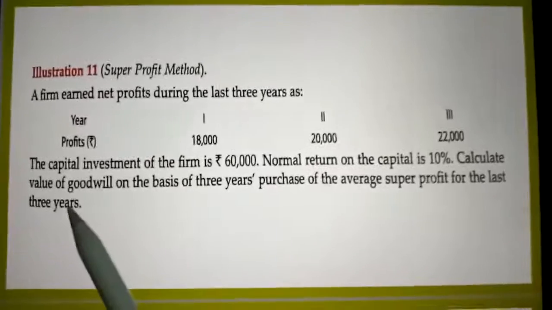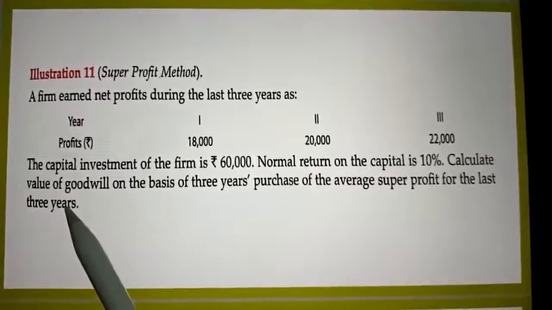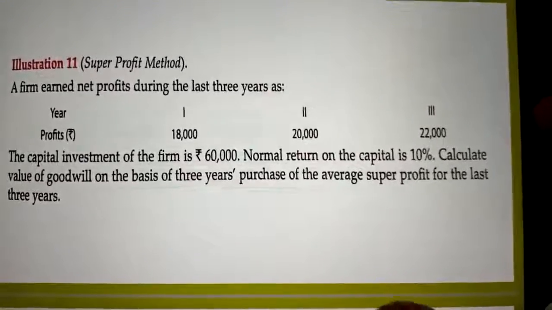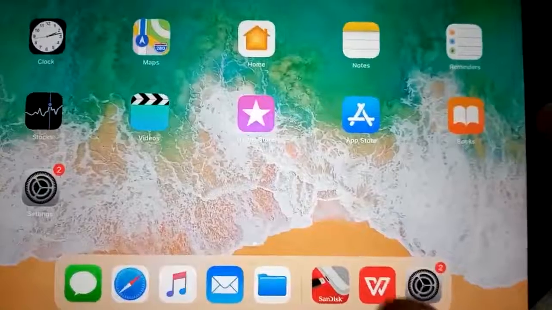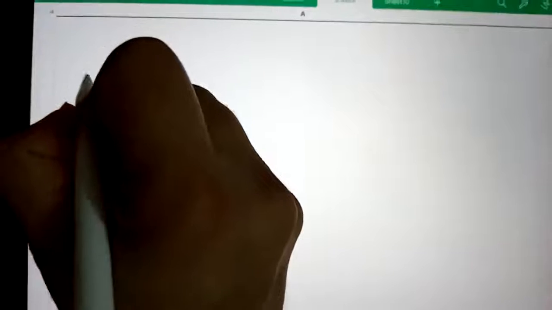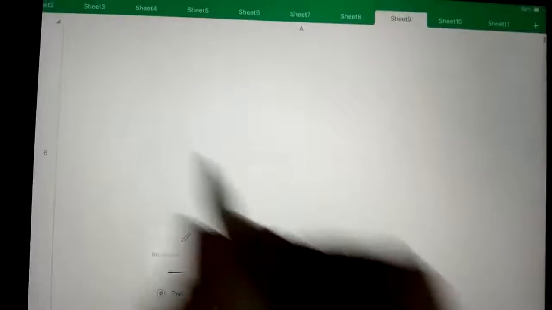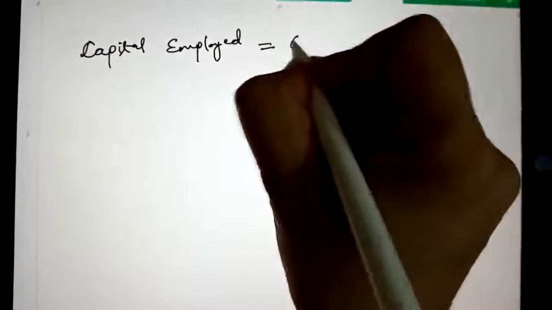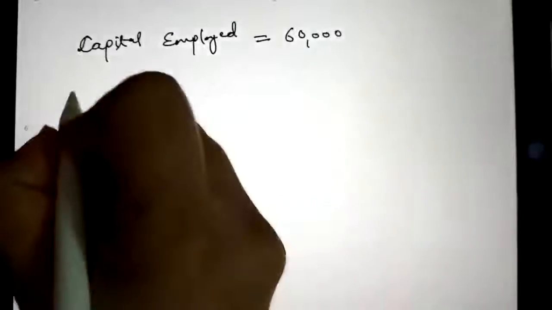So first step in the calculation of goodwill according to the super profit method is to calculate the capital employed, but it is given to us. So we will write here capital employed, and the capital employed is 60,000 given to us.